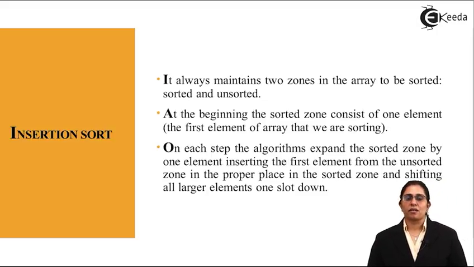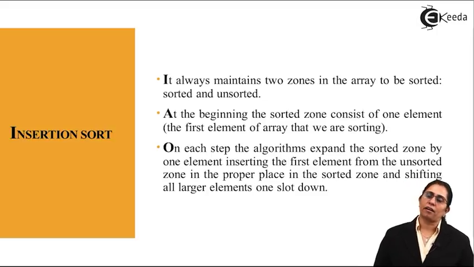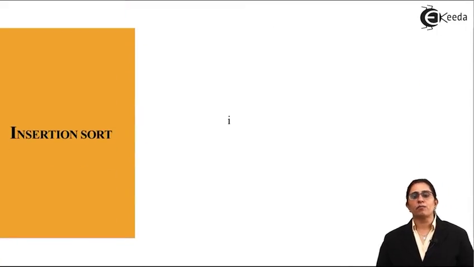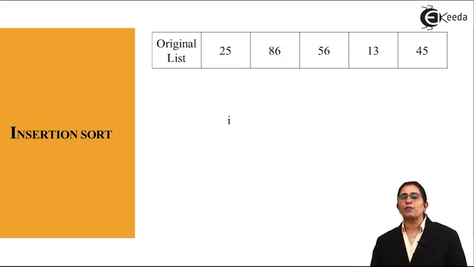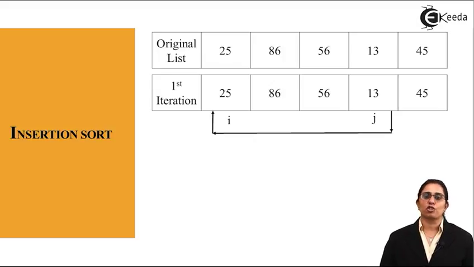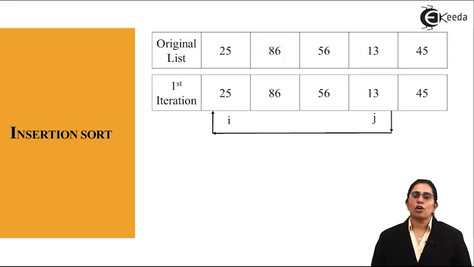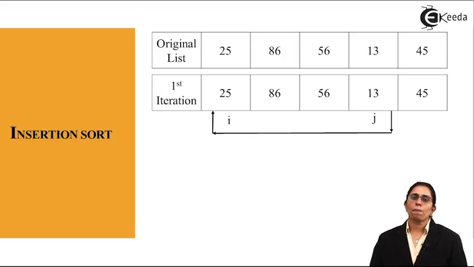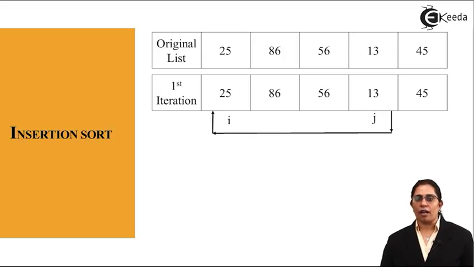So what happens next? In insertion sort, if we consider this as our original list of 5 elements, in these 5 elements we have taken 25, 86, 56, 13 and 45. Now what do we do? Whatever we do at the first instance is known as the first iteration for an insertion sort. For my insertion sort, 25 is at a location i and the rest of the elements will follow as we move further. So as 25 is at location i, it is compared with all the further elements.